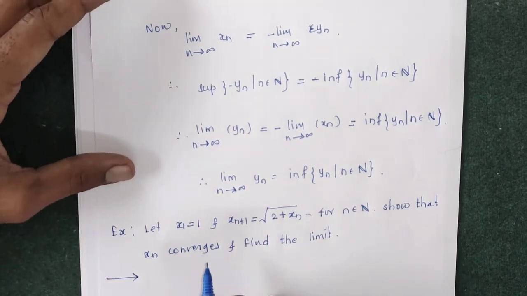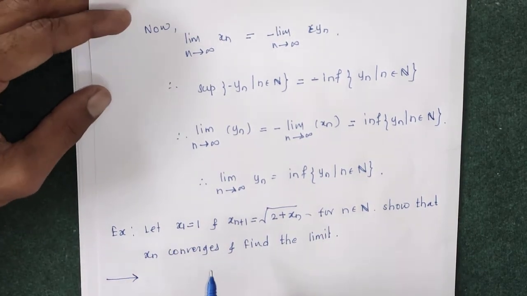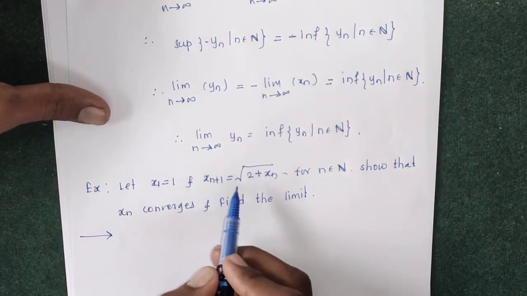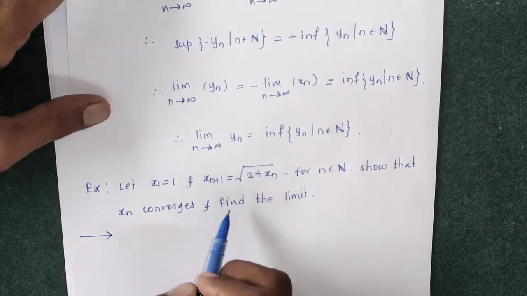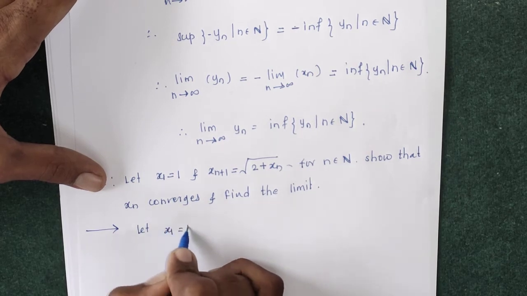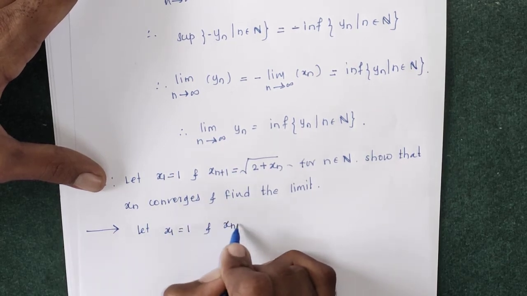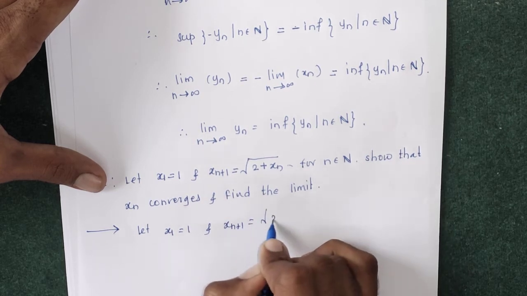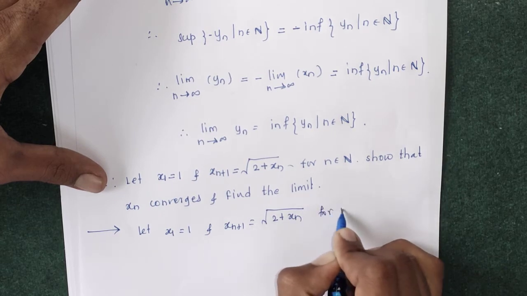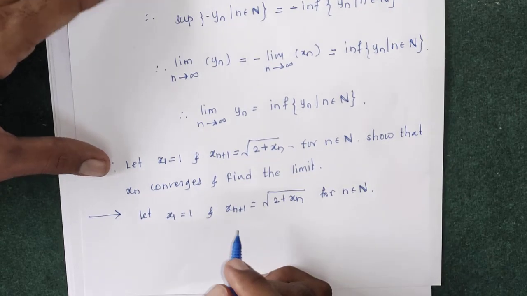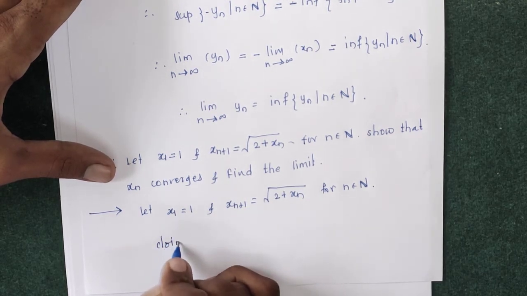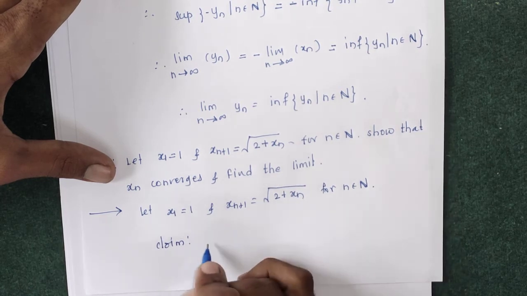Now, to solve this example, we will use the previous theorem, which is the monotone convergence theorem. So, using the monotone convergence theorem, we have to prove that this sequence is a bounded sequence, and this bounded sequence implies that the sequence converges. For the boundedness, we are given that x1 is equal to 1, and for the remaining elements of the sequence, we are given the formula xn plus 1 is equal to square root of 2 plus xn for n belongs to natural numbers. Now, our claim is this sequence is increasing. First of all, we will prove this sequence is increasing.